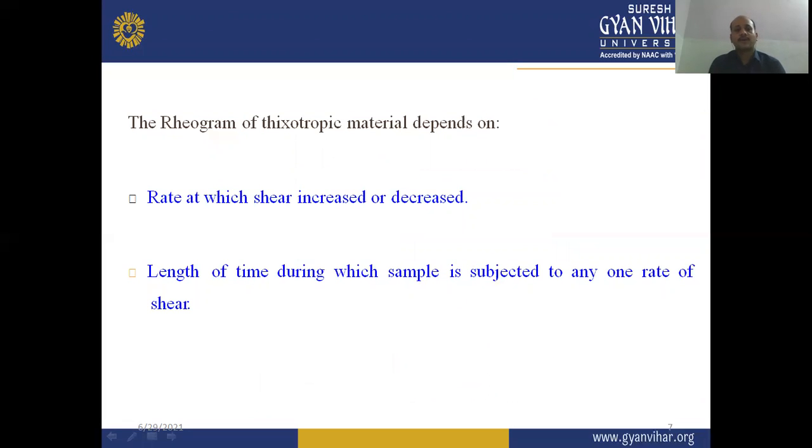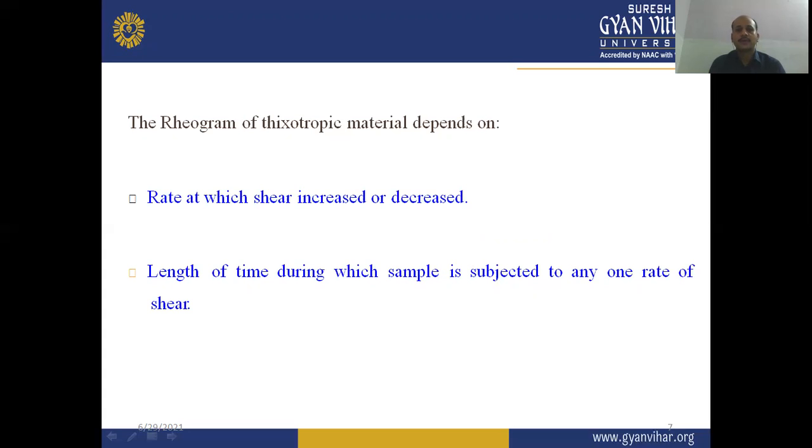So the rheogram of thixotropic material is seen when we plot a graph between the rate of shear and shear stress. We can find the different characteristic up curve and down curve in case of thixotropic substances. The rheogram of thixotropic material depends on the rate at which shear is increased or decreased. And the second one is the length of time during which the sample is subjected to any one rate of shear.